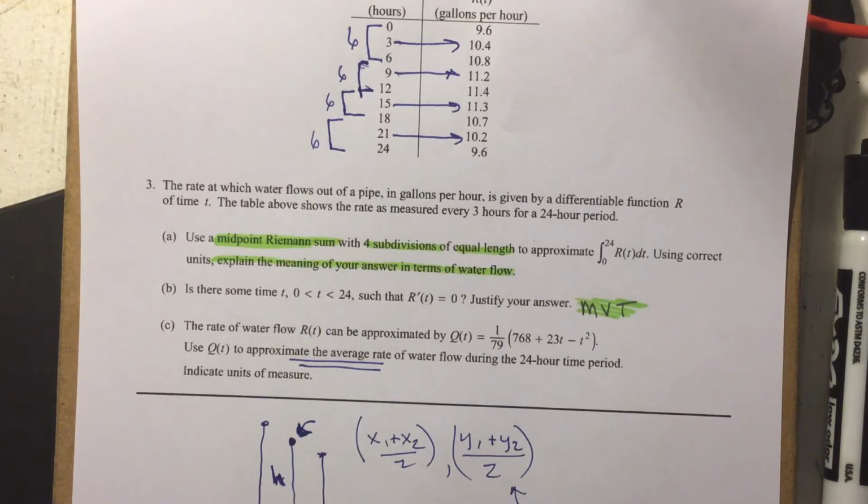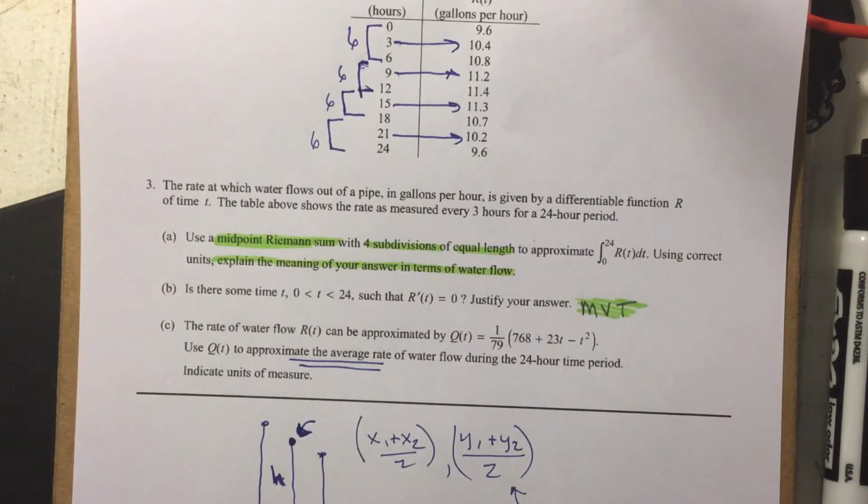How did you tie the mean value theorem to B, like finding the slope at zero, of zero? Because it is the explanation of the mean value theorem. Remember, the mean value theorem says that if it's continuous, there's somewhere along that line that R prime of t equals zero. That's basically the mean value theorem.